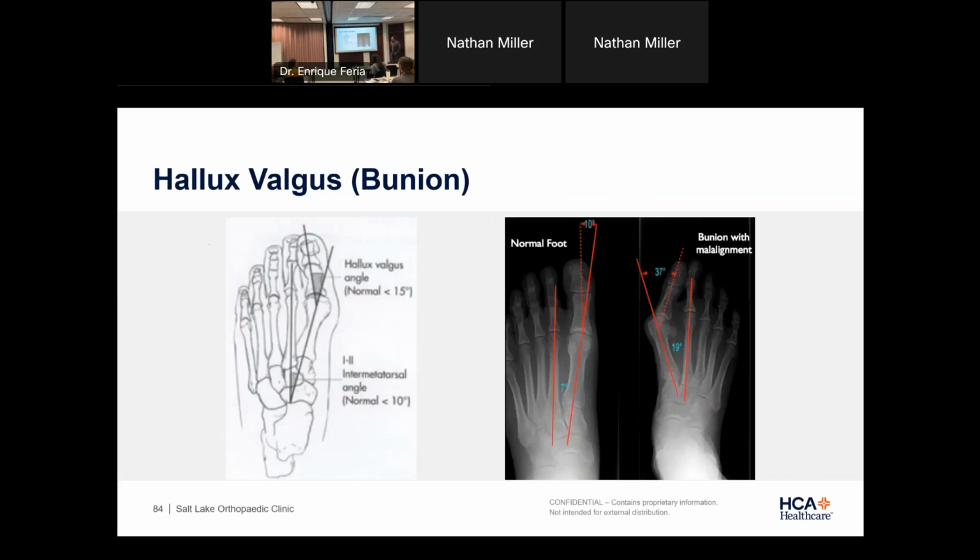This is just showing you x-rays of normal versus something with a bunion. There are different angles we measure that help us determine the severity of bunions, and that just kind of shows you that normally your toe is almost nice and straight, and you can appreciate here a 37-degree angle is pretty significant.